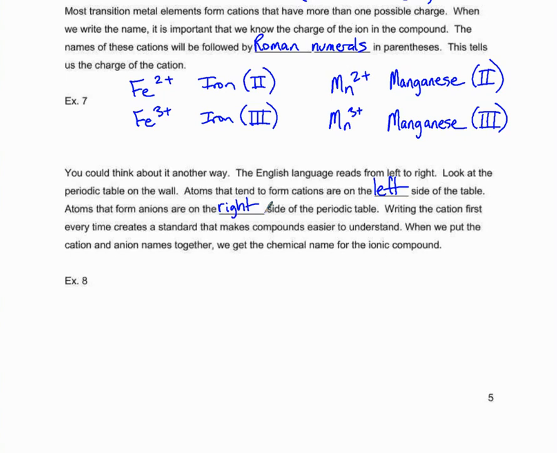Writing the cation first every time creates a standard and it makes compounds a lot easier to understand. This is standard across chemistry, cation first, anion second. And we don't want to deviate from that because if you start mixing them up, it makes things way more confusing than they need to be. When you put the cation and anion names together, we get the chemical name for the ionic compound. Some examples.